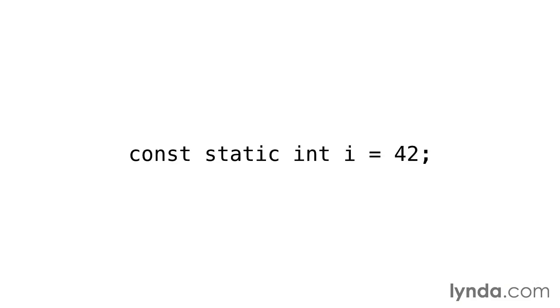Qualifiers are used to adjust qualities of an object or a variable. There are two types of qualifiers in C++, CV qualifiers and storage qualifiers. This is an example of a variable declaration with qualifiers. In this example, the const and static keywords are qualifiers.